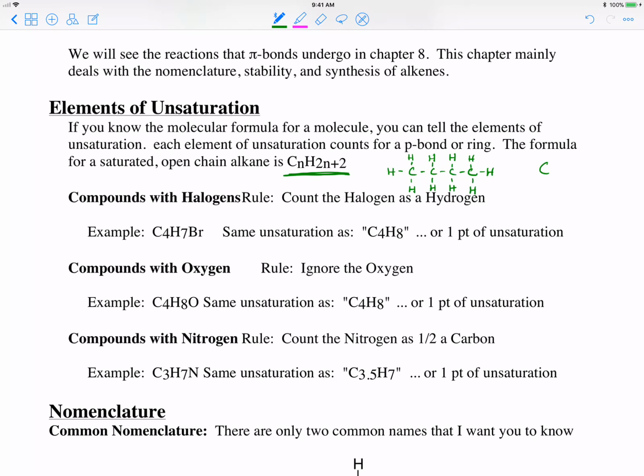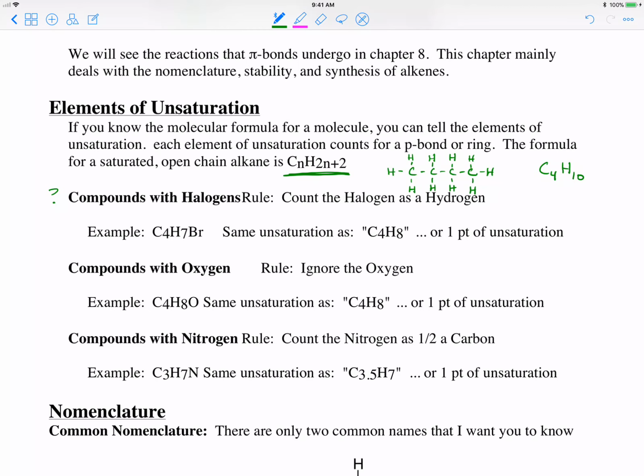So, 4 carbons will have 2 times 4 is 8, plus 2 more, 10 hydrogens. And that's exactly what C4H10, the butane molecule, has. Every 2 hydrogens that are missing will mean a pi bond or a ring. Now, we've already gone over that, but the question is, what do we do about halogens?